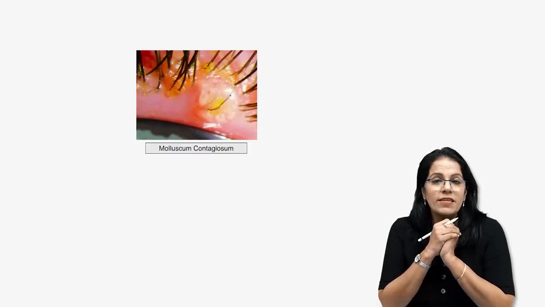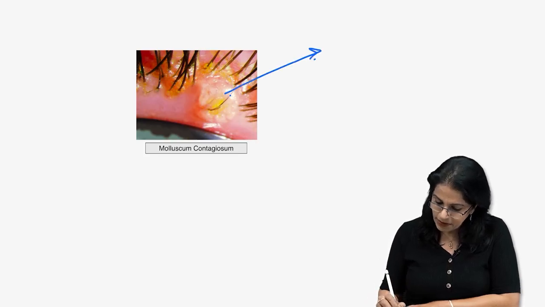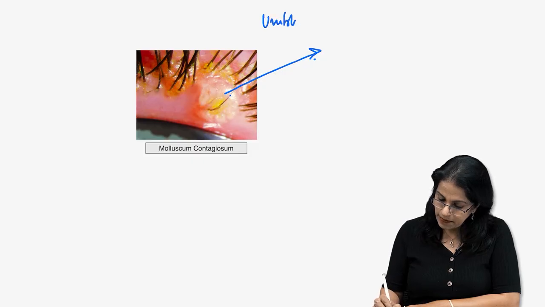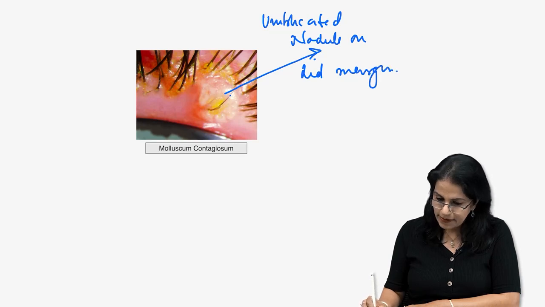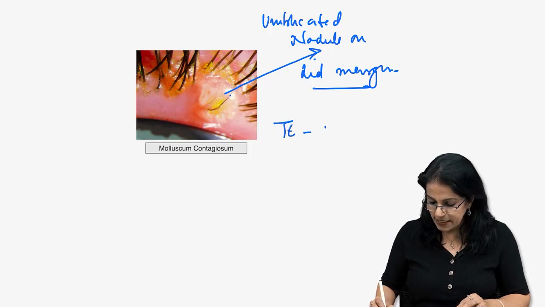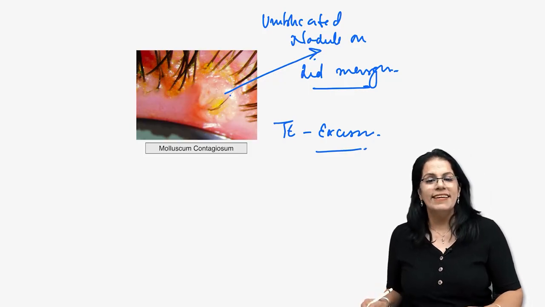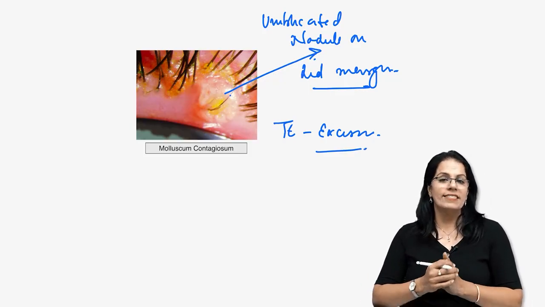Okay, so what is molluscum contagiosum? We will learn it as an umbilicated nodule on the lid margin. And what is the treatment here? We generally excise. So treatment is excision. That was about your viral conjunctivitis.